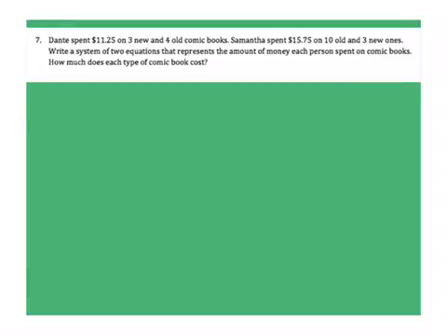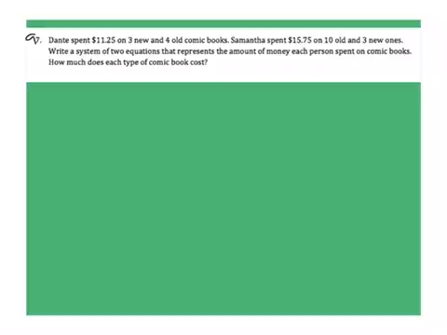Welcome back to part 2 of the video here. So now we're going to look at our example number 9. It's our first word problem here. So we're going to talk about Dante. Dante spent $11.25 on 3 new and 4 old comic books.